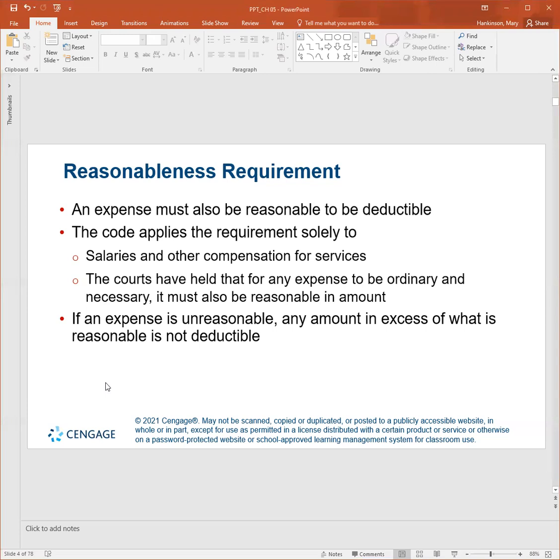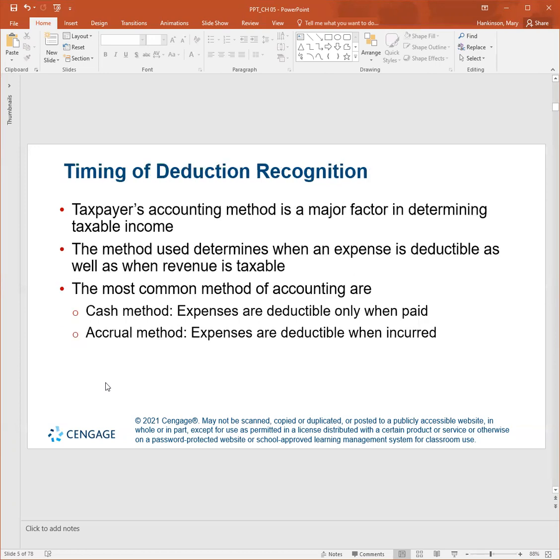So just to sum it up, an expense must also be reasonable to be deductible, and the code applies the requirement solely to salaries and other compensation for services. And the courts have held that for any expense to be ordinary and necessary, it must also be reasonable in amount. So if an expense is unreasonable, any amount in excess of what is considered reasonable is not deductible.